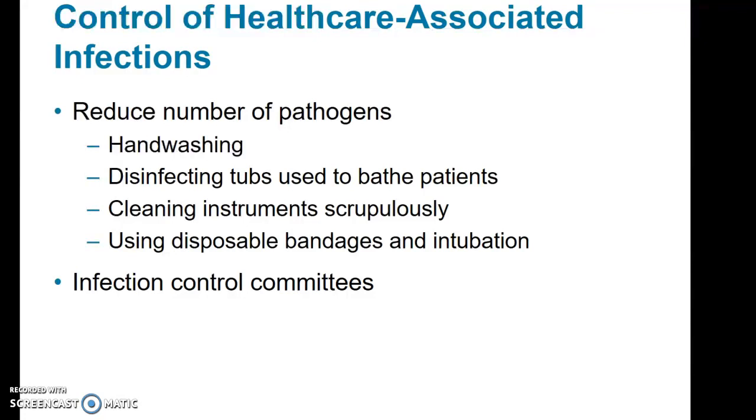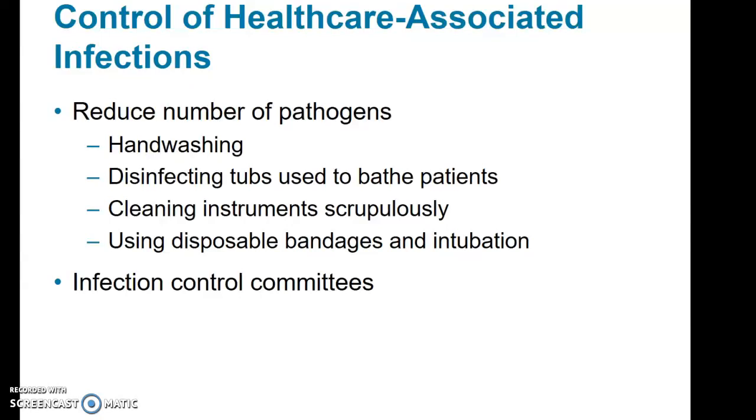And so the way that HAIs can be controlled or dealt with is by reducing the number of pathogens. And things that you can do to lower the number of pathogens is frequent hand washing. Make sure to disinfect bathing tubs that are used for patients. Obviously cleaning instruments scrupulously or using disposable instruments. And then a lot of instruments are autoclaved and they have other methods for sterilizing those. And then also using disposable bandages and tubing.